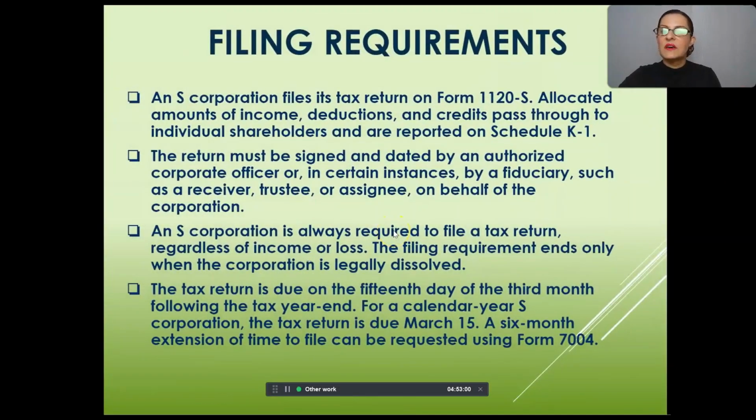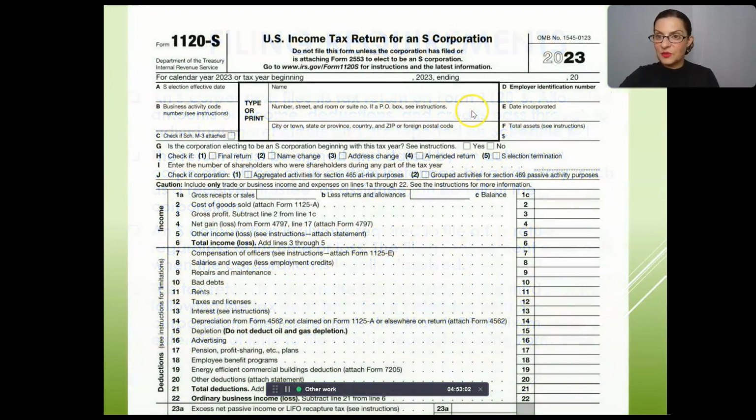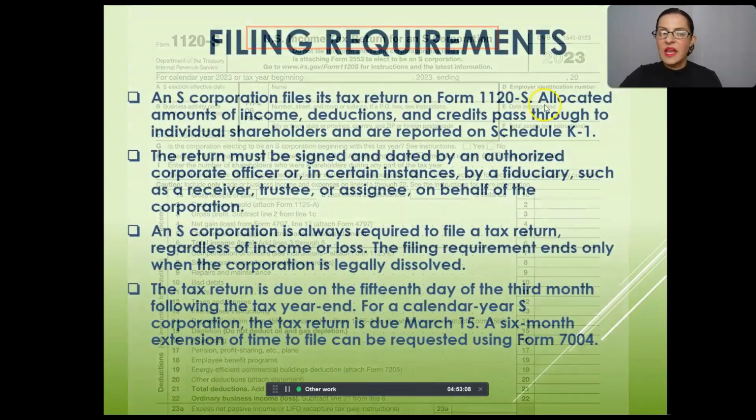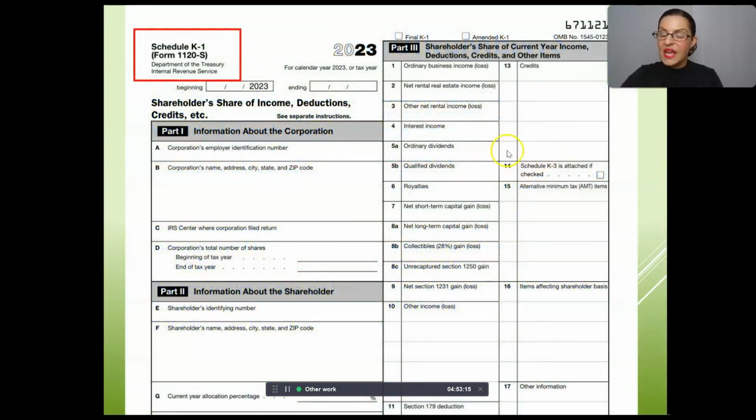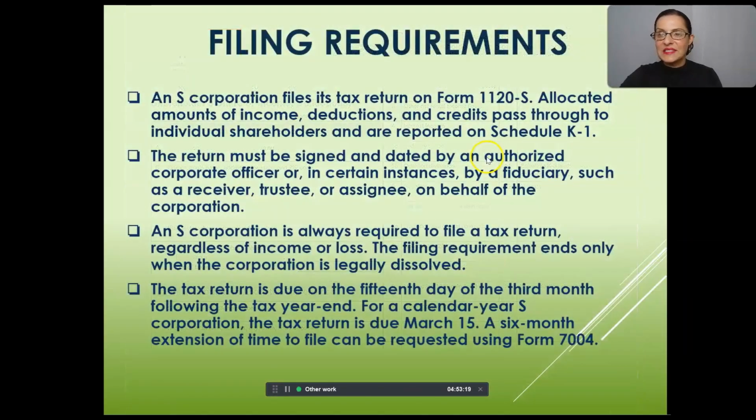Filing requirements. An S corporation files its tax return on Form 1120S. 1120 is a C corporation. 1120S is an S corporation. Allocated amounts of income, deductions, and credits pass through to individual shareholders and are reported on Schedule K1. S corporations have Schedule K1s because it's a pass-through. C corporations do not have Schedule K1s. There's no Schedule K1s for a C corporation because it's not a pass-through.